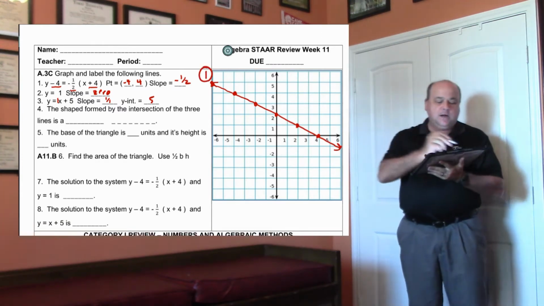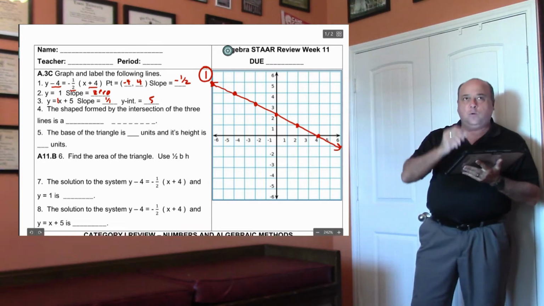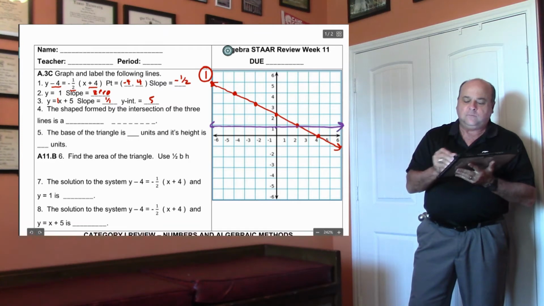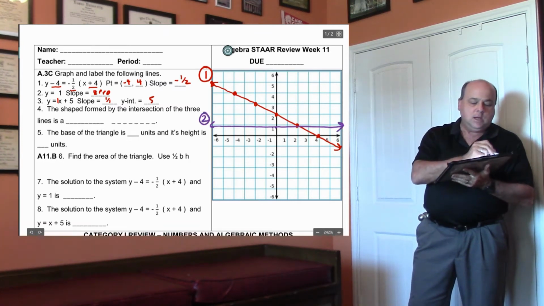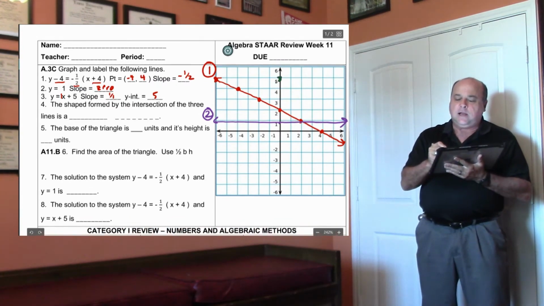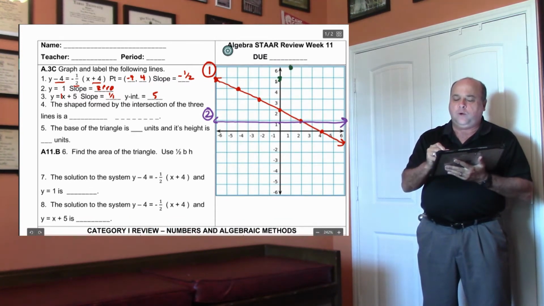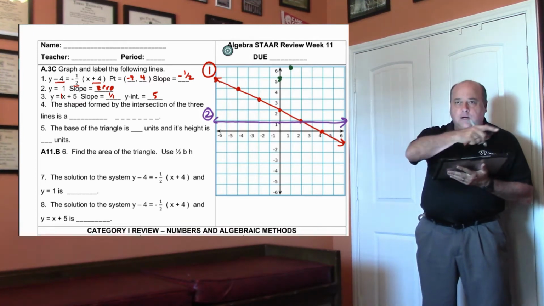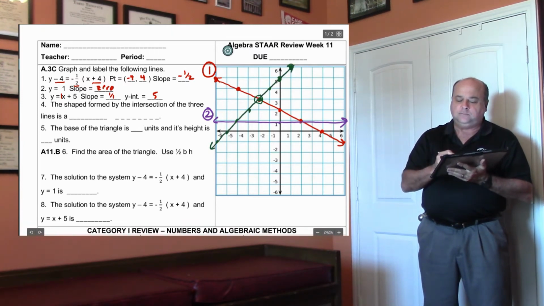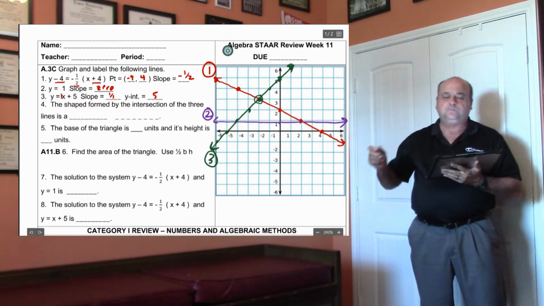Line number 2 is going to go through the y-axis at 1, and it's just a flat line. That's pretty simple. For line 3, I'm going to go through the y-intercept at 5, and my slope is 1, so I could go up 1, right 1, but I can only do that once, so I'm going to go backwards: down 1, left 1, down 1, left 1. This is a crisscross point. Continue the pattern, and I get this point done, and that's going to be line 3.